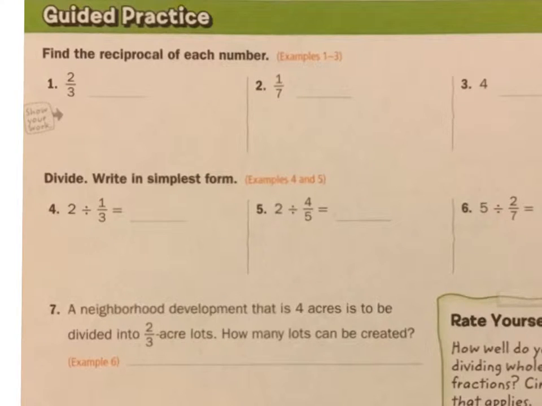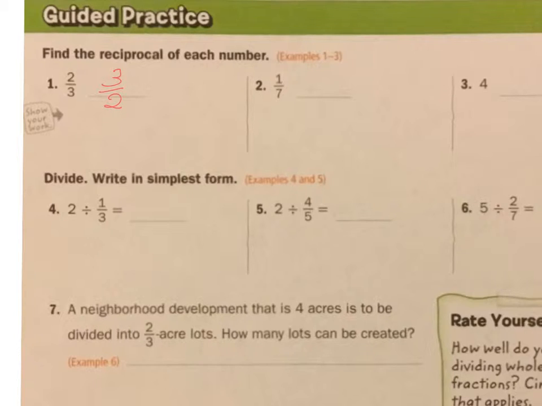Alright, this is guided practice for 4.6. The first three problems is where you find the reciprocal of a number. And basically the reciprocal is where you put the numerator on the bottom and the denominator on the top. So 2/3, the reciprocal of that would be 3/2.